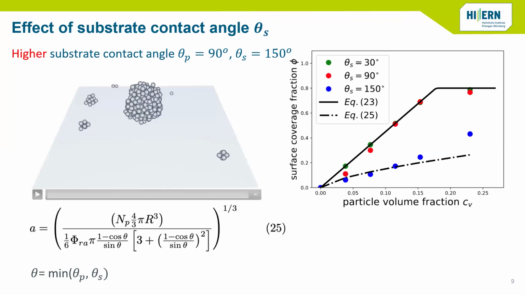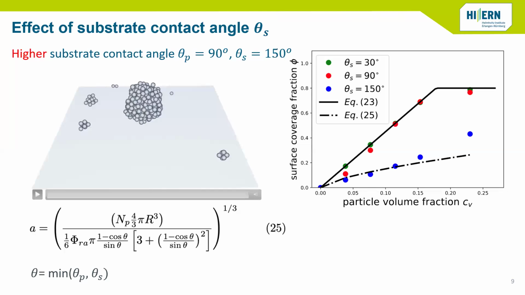Here is the dashed line, and compare with the case of higher substrate contact angle. So I see also at the lower particle volume fraction, the theory also agrees with the simulation result. But at a higher volume fraction, there's still deviation. Because I observed that at higher particle volume fraction, there are multiple droplets after dewetting. That's why our theory fails.